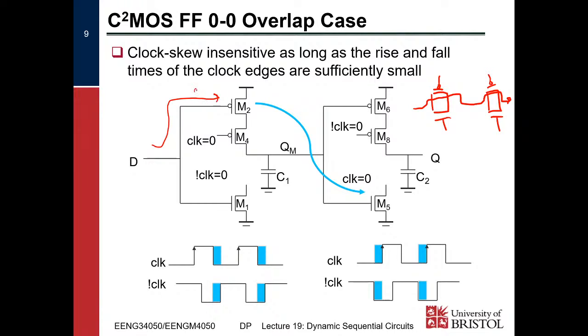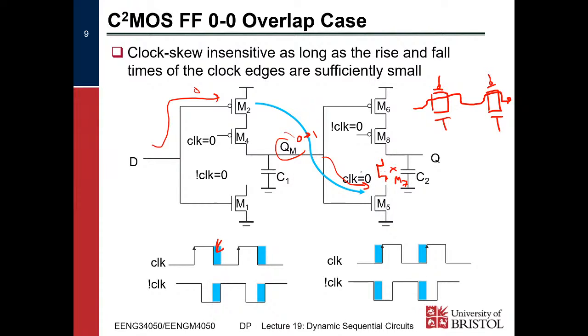So obviously D must be 0 for this to even start propagating. It gets to M2 and it tries to upset QM on this 0, 0 overlap. It gets down to here and we see, oh, clock is 0, therefore this transistor is off. So we can upset QM if we have D is 0 and we've got a 0, 0 overlap. So this QM, rather than being a 0, it gets disturbed to 1, but we end up with it being stopped at our M7, right?